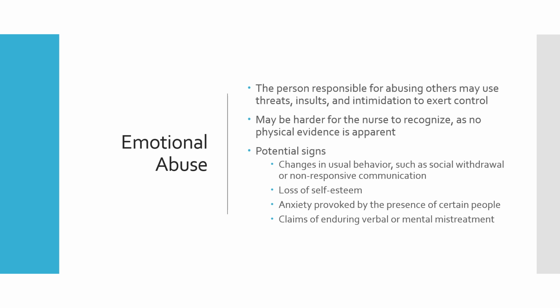When we think about emotional abuse, the person responsible for abusing others may use threats, insults, and intimidation to exert control. This may be harder for the nurse to recognize as there's really no physical evidence that is apparent. So what are some of the potential signs that we may see as nurses? Changes in behavior, loss of self-esteem, maybe anxiety provoked by the presence of certain people. So if you see somebody walk into a room and all of a sudden your patient gets more anxious, that should be a red flag for you. Or maybe claims of enduring verbal or mental mistreatment.